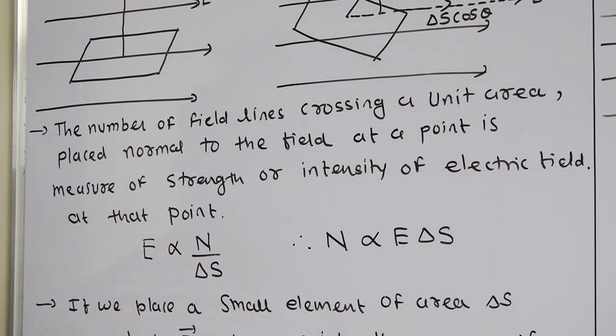Clear? Students, in this equation, suppose we make n the subject, then the number of field lines is equal to E into delta S. Like n is proportional to E into delta S. Through this equation, we can give the next statement.